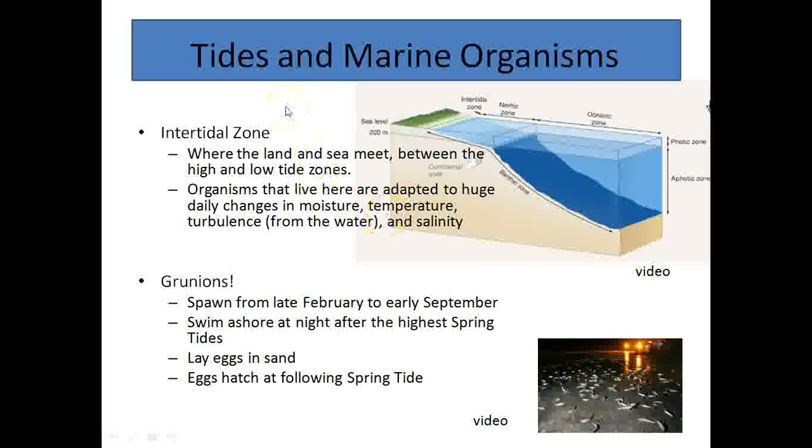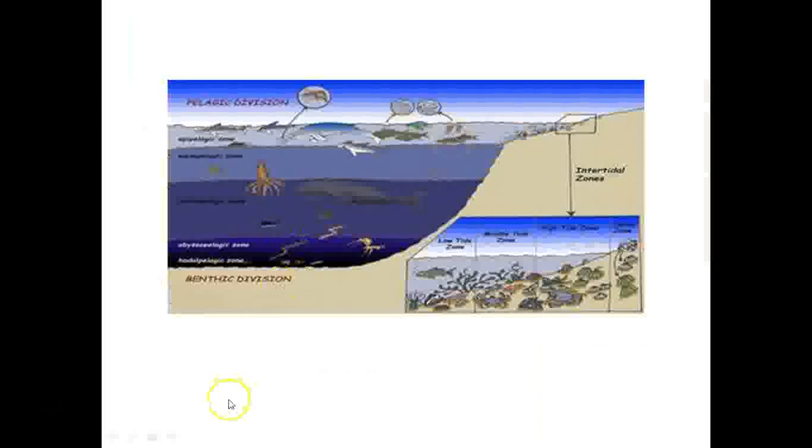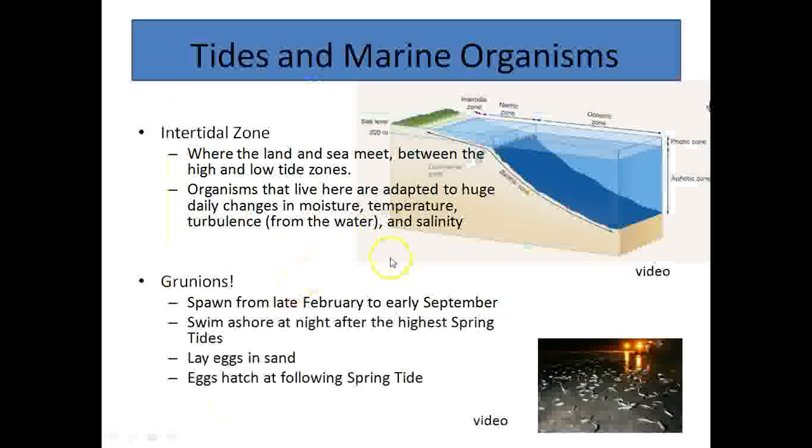In terms of tides and the organisms, we've seen this term before, so it shouldn't be new. I just wanted to remind you of it. So there is an intertidal zone. Again, that's the area where the land and the sea meet, between the high and low tides. Okay, so in here, between the high and low tides, where the water goes up to at high tide and where it's down to at low tide, in between there, that's the intertidal zone.